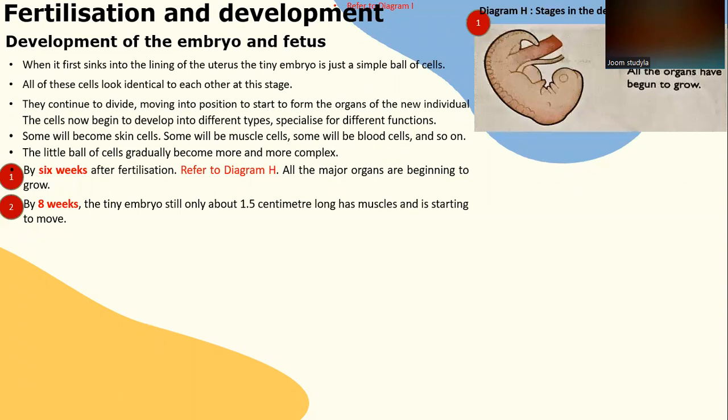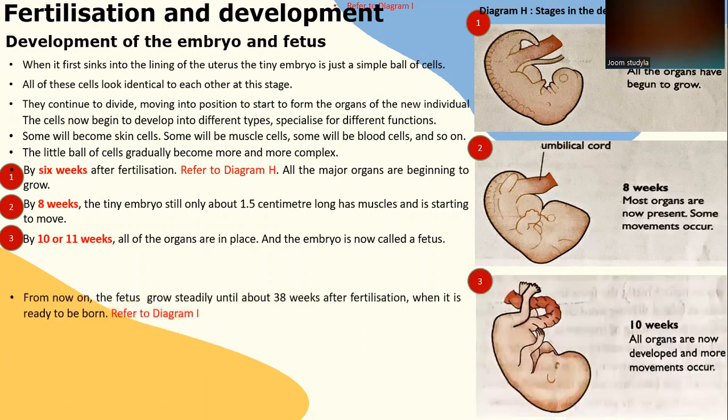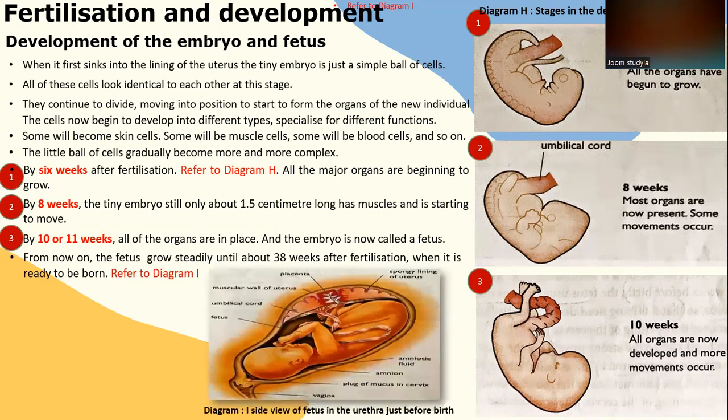By 8 weeks, the tiny embryo, still only about 1.5 cm long, has muscles and is starting to move. By 10 or 11 weeks, all of the organs are in place and the embryo is now called a fetus. From now on, the fetus grows steadily until about 38 weeks after fertilization, when it is ready to be born. Refer to the diagram below.